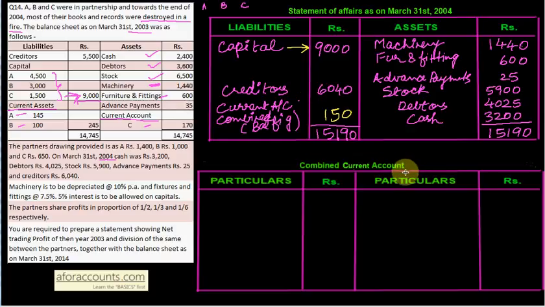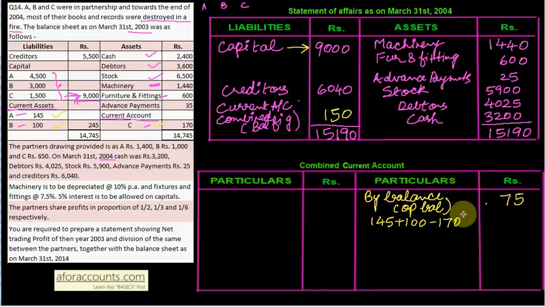So the combined current account, opening balance. How will you find out the opening balance? We saw 145 of A, 100 of B, subtract C's current account debit balance of 170. So 145 plus 100 minus 170 comes up to 75. That is your opening balance of capital. Immediately write the closing balance also. To balance, that is your closing capital. We have just found it is 150. So 150 is here.